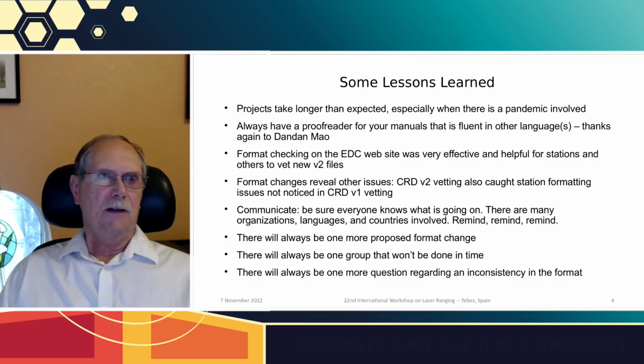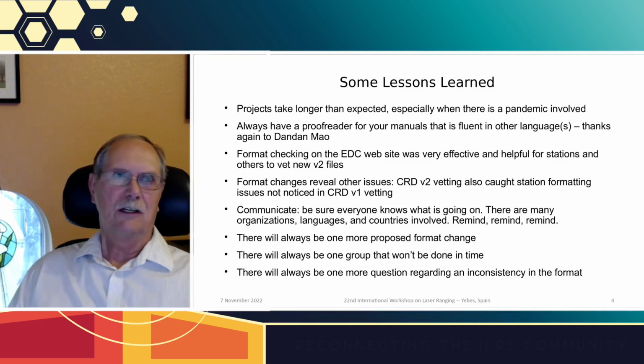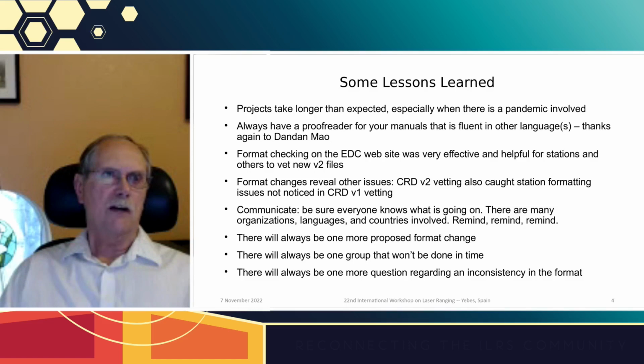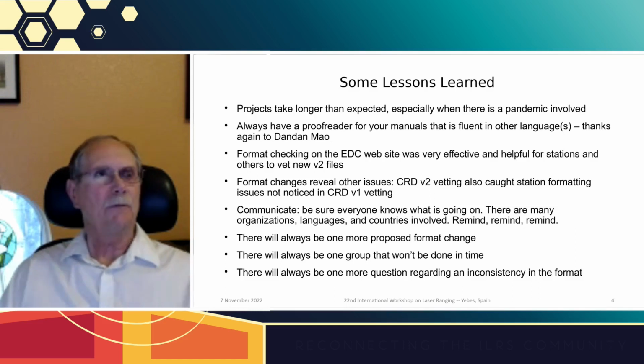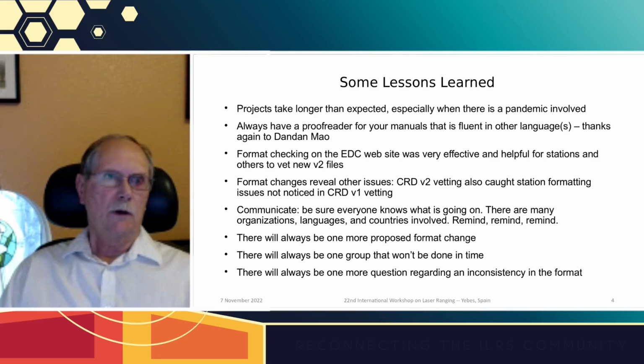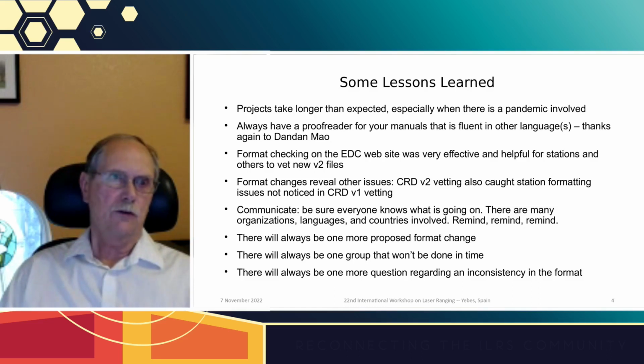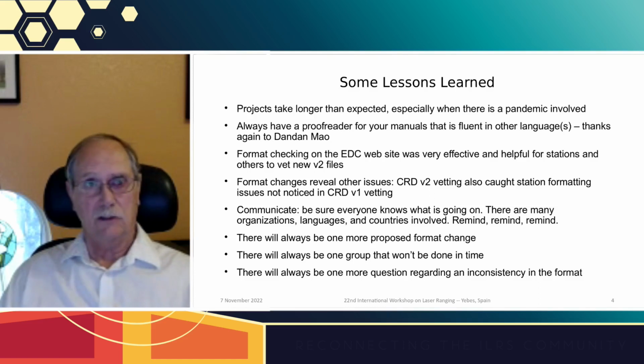Another good thing, if you have substantial manuals that are being read by people all over the world, is to have a proofreader who is fluent in other languages. And again, I say thanks to Den Den Mao, who volunteered to review the manuals. He did a wonderful job, and hopefully my successive corrections since then haven't messed things up. Format checking on the EDC website, as I mentioned earlier, was very effective in helping stations and others to vet the new version 2 files, both the CPF and CRD files.